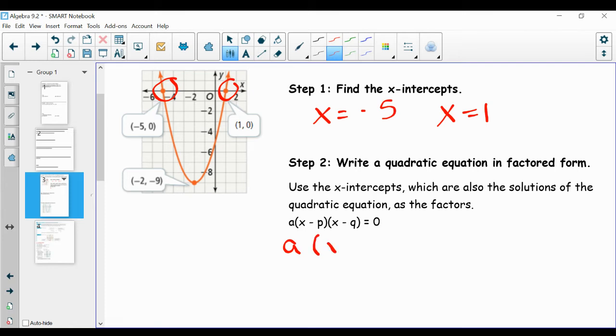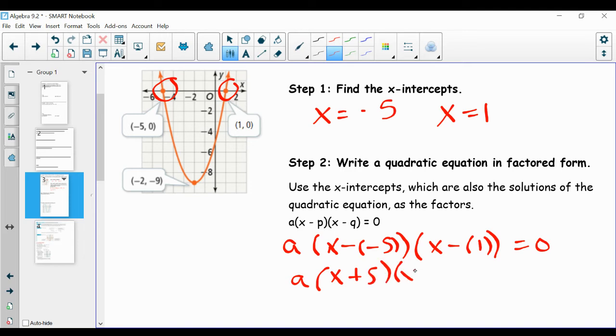One of my x's was -5, and my other x was +1. So when I rewrite it in this form, I get a(x + 5)(x - 1) = 0. So I have the factors written out. I just have to figure out the a value.